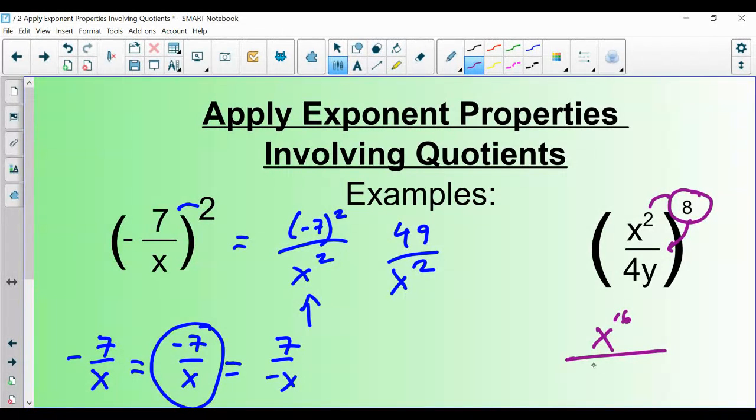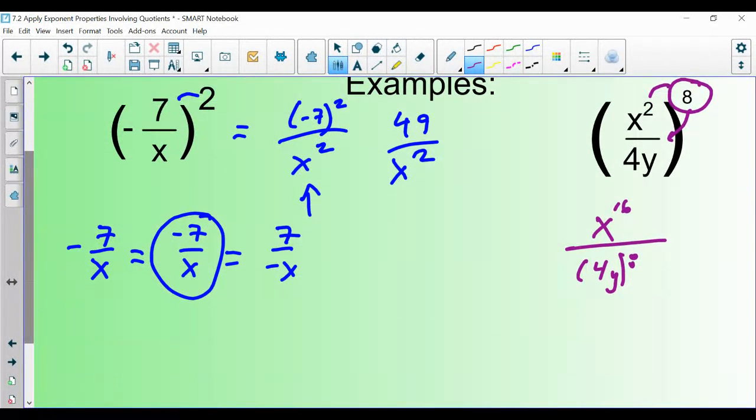And then our denominator would be either 4y to the 8th you might have, or y in parentheses being taken to the 8th. But remember, a property from last class period, the 7.1 lecture, said that exponent needs to be applied to everything in the parentheses. It needs to be essentially distributed to everything there. So this would be x to the 16th over 4 to the 8th, y to the 8th.